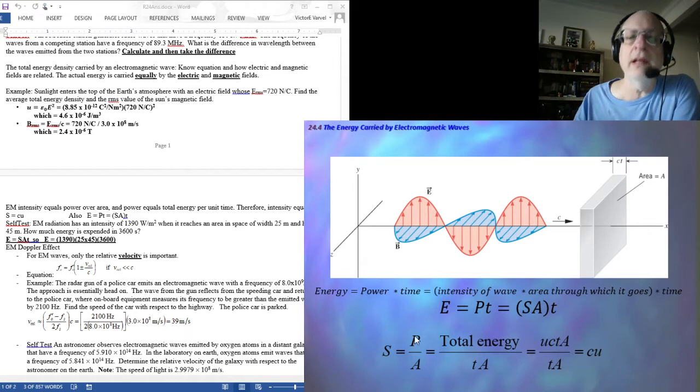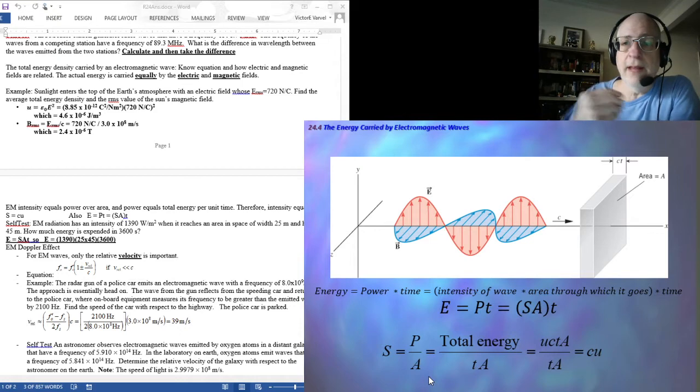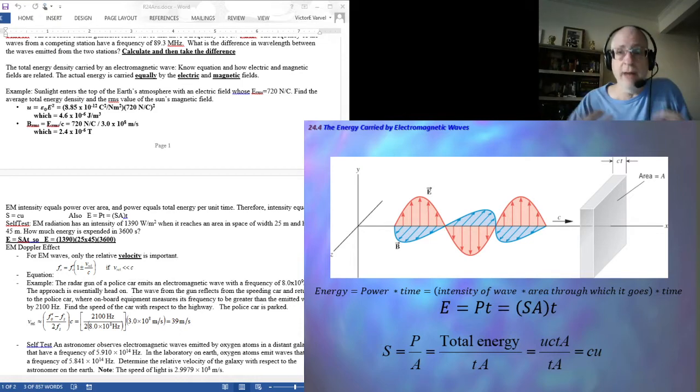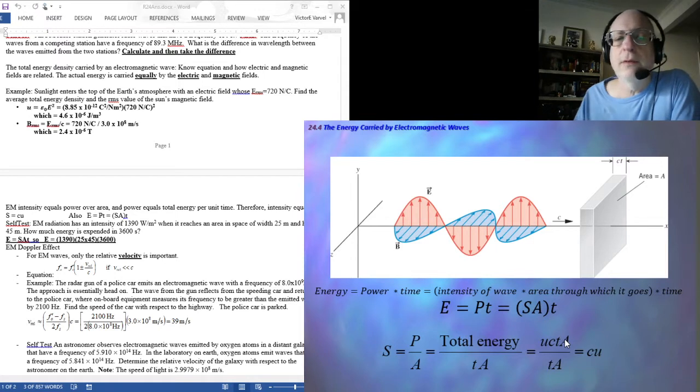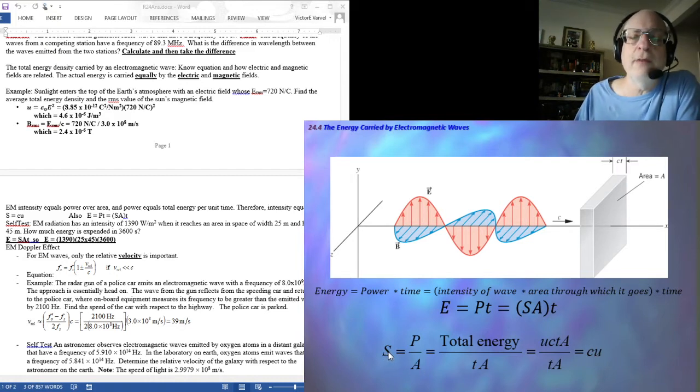Intensity, by definition, is power per unit area. And that makes sense. More intense means more power in the amount of space that I'm taking up. Now, if power is total energy per unit time, and I replace total energy with energy density times the speed of light times time times the area through which it travels, everything cancels out, and I'm left with another relationship that relates to intensity of a wave.